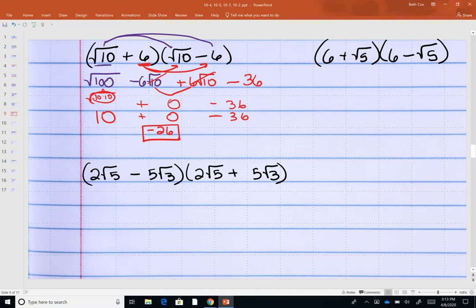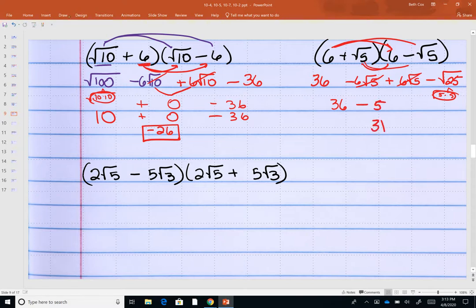Next one, going to do the same thing. That's going to give me 36 minus 6 square roots of 5 plus 6 square roots of 5. That cancels. Minus the square root of 25. So that's 36. That's 5 times 5. They both get out. Minus 5, which is 31. Again, no radical.